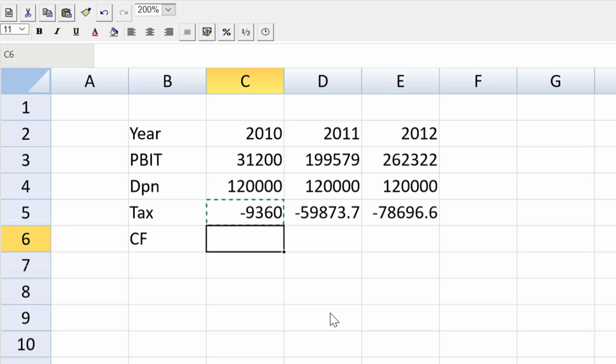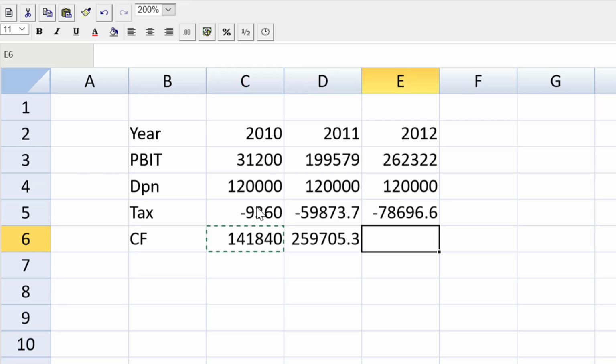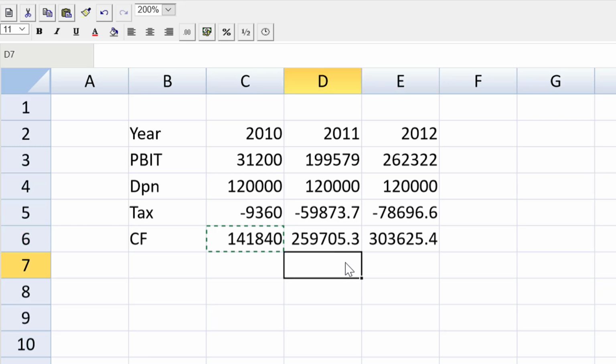Last but not least, let's deploy the sum function. So we open equal sign, sum. Let's grab the rows above. Copy, paste, paste. Guys, there we have our operating cash flows.